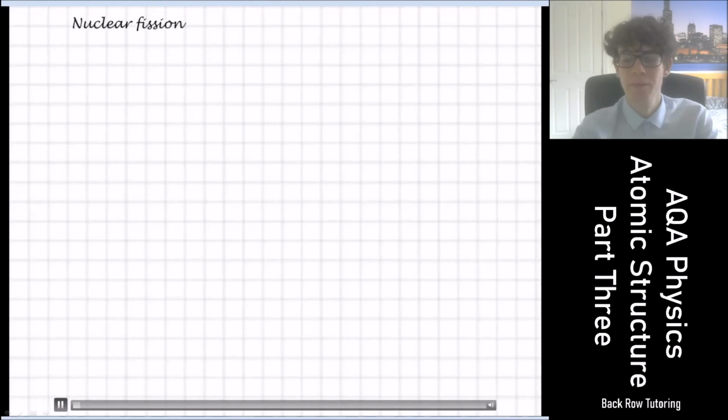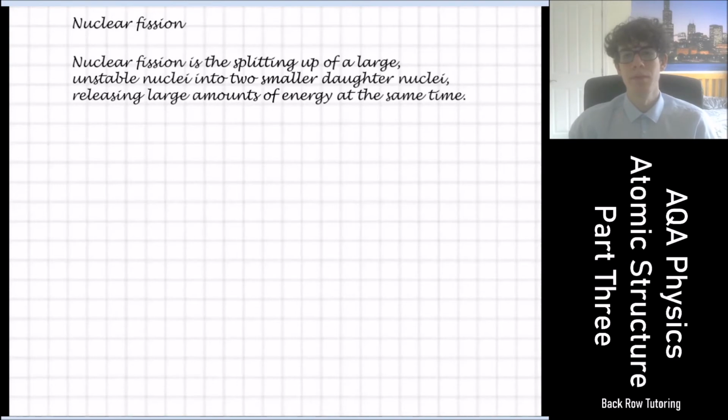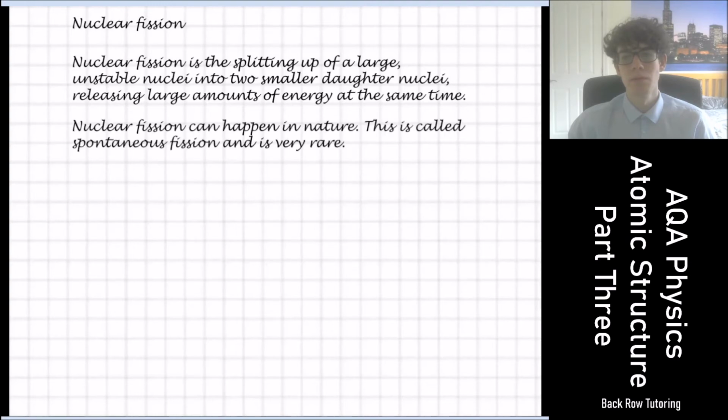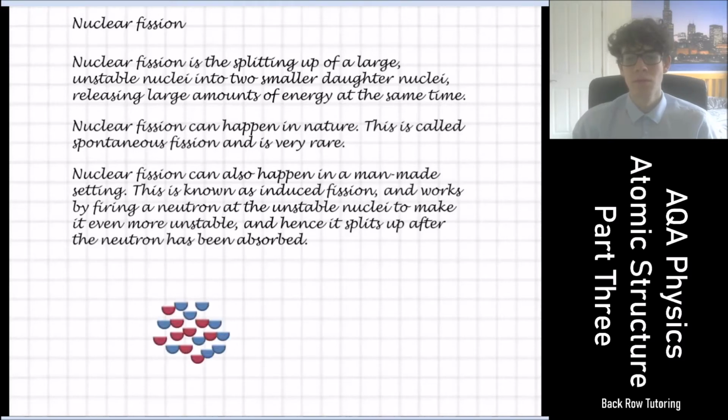Hello there. We're going to be talking about nuclear fission. Nuclear fission is the splitting up of a large, unstable nucleus into two smaller daughter nuclei, releasing large amounts of energy at the same time. Nuclear fission can happen in nature. This is called spontaneous fission and is very rare. Nuclear fission can also happen in a man-made setting. This is known as induced fission and works by firing a neutron at the unstable nucleus to make it even more unstable, and hence it splits up after the neutron has been absorbed.